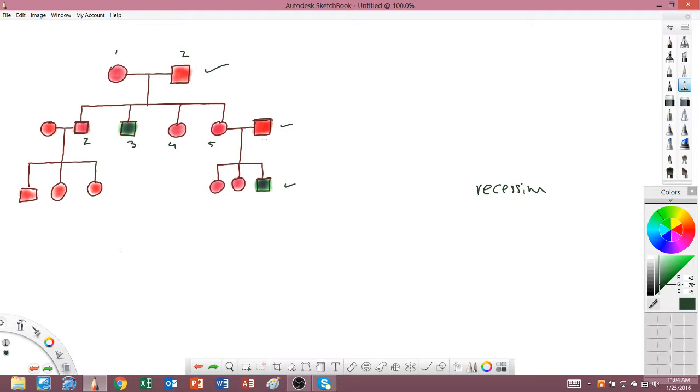Now let's think about it. Only males are getting the disease. So it has to be X-linked. Only men are getting the disease. It has to be X-linked. Okay? Only men are getting the disease.